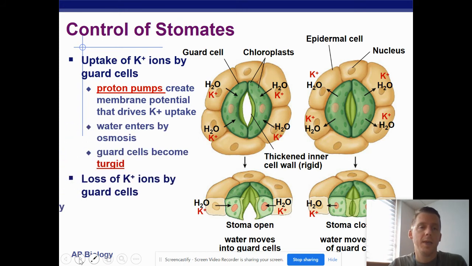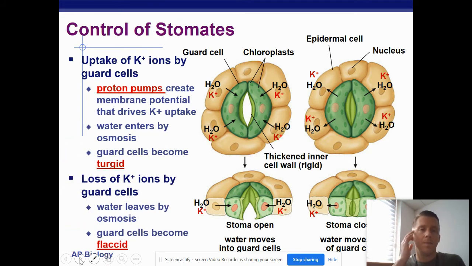All right, so here we have the information you need. Uptake of potassium ions by guard cells is done by proton pumps. Water is going to enter the cell by osmosis, and the guard cells are going to become turgid. Then we're going to lose potassium ions from the guard cells. The water is going to leave by osmosis, and the guard cells are going to become flaccid. So one way and then the opposite.